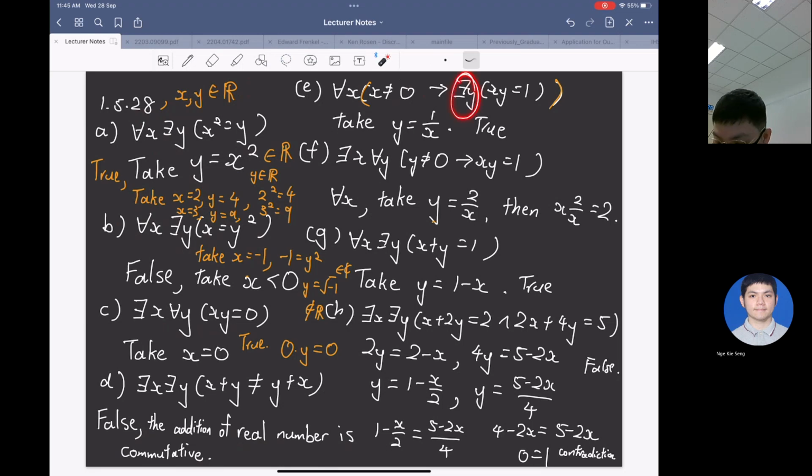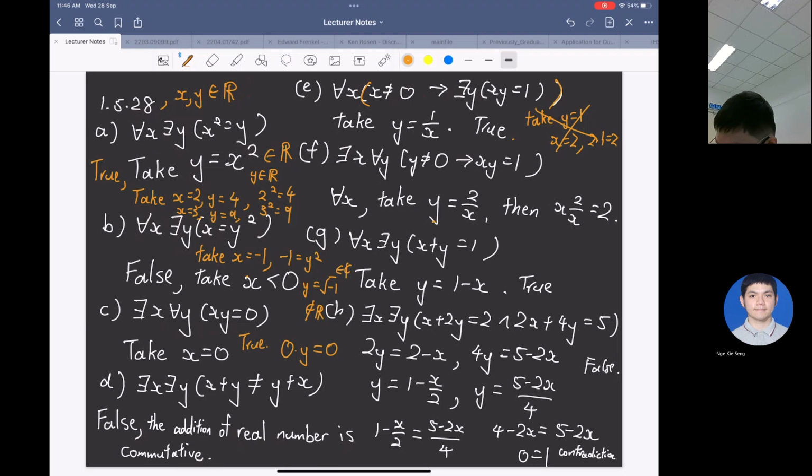So you need to find me a y, right? There is a y, so you need to find me a y. What y should you take? Take y to be 1? Wait, I want to discuss this. So take y to be 1. If I put x to be 2, then 2 times 1 is not 1 anymore. You have to take y to be 1 over x.